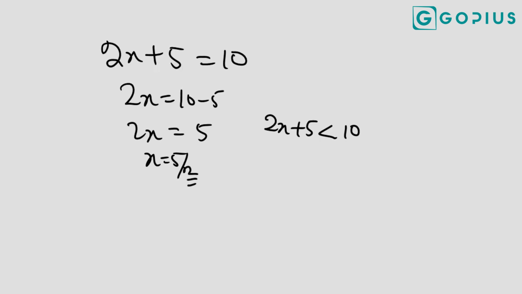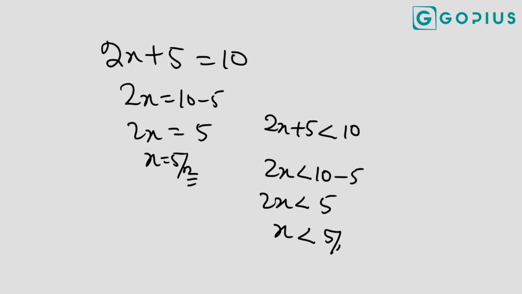But when you solve an inequality, you have a range of values. You can have something like x less than this or x greater than this, which is a whole lot of values that will satisfy that particular inequality. So on the screen we have 2x plus 5 is less than 10, and we try to make x the subject. So 2x is less than, we also take 5 to the right hand side, so we have 10 minus 5, which is 5. Dividing both sides of the inequality by 2, we have x less than 5 over 2.